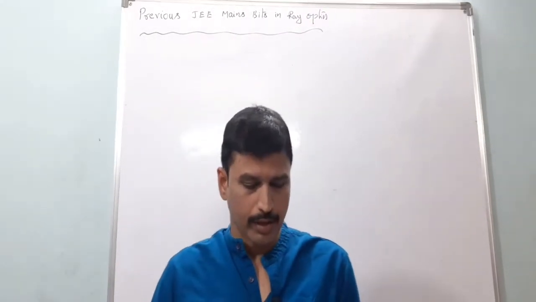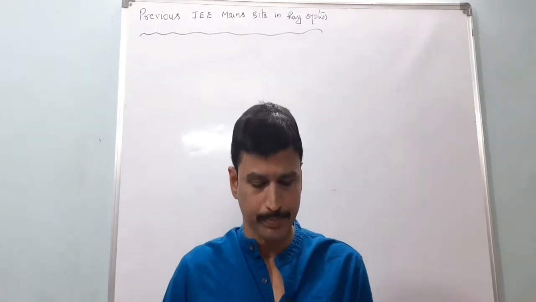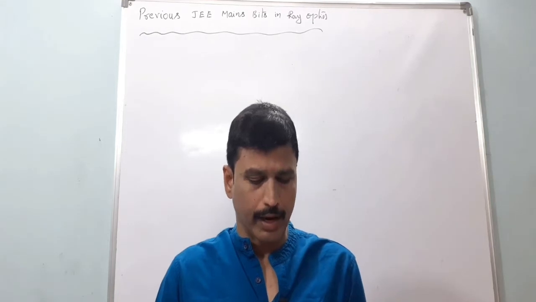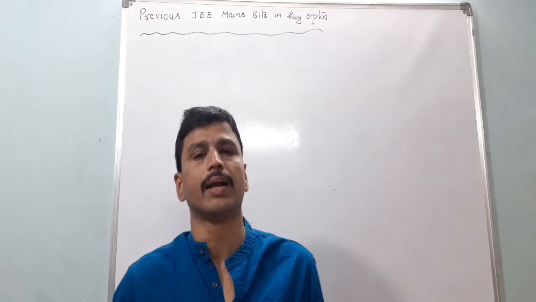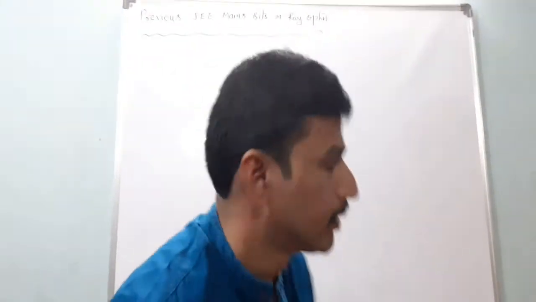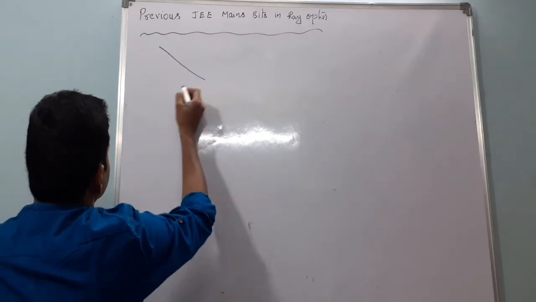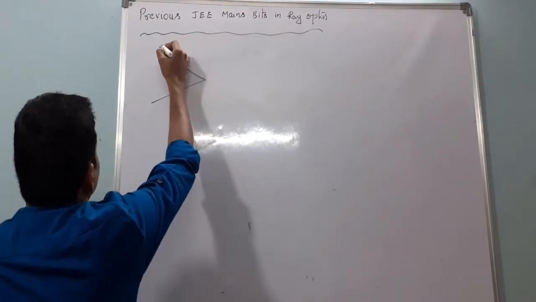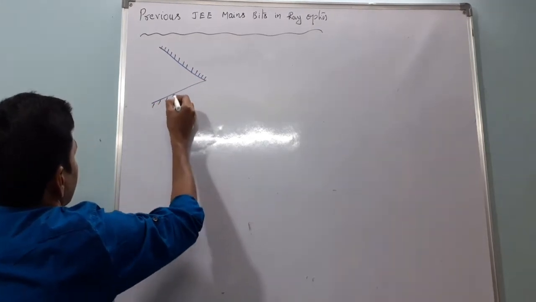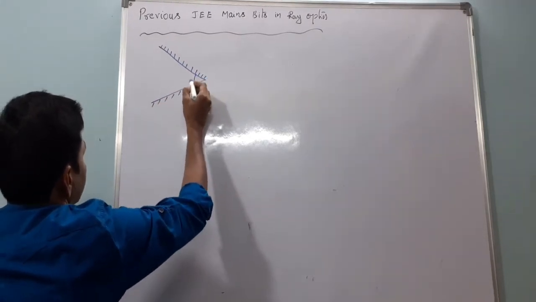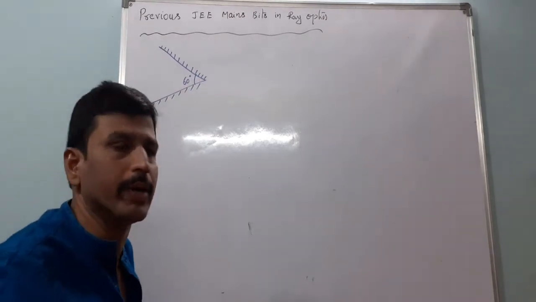See the question. If two mirrors are kept at 60 degrees to each other, then the number of images formed by them is. See here, two plane mirrors, the angle between them is 60 degrees. Then find the number of images.